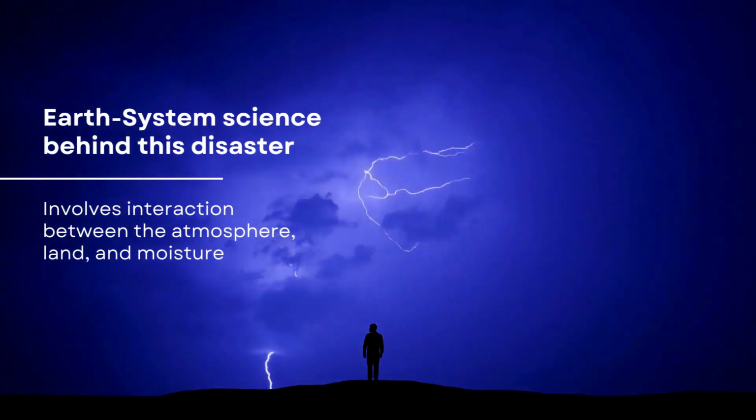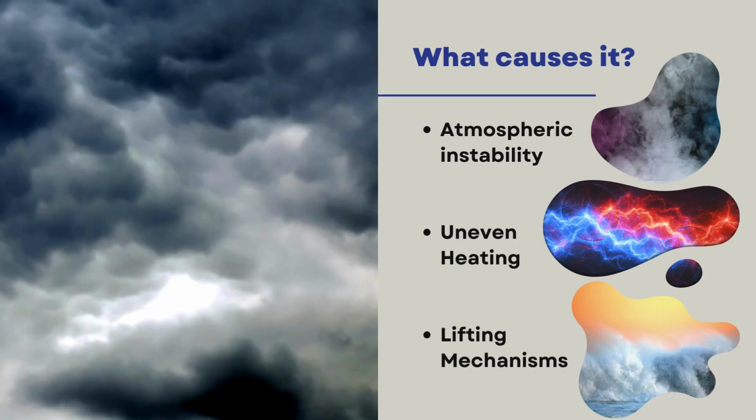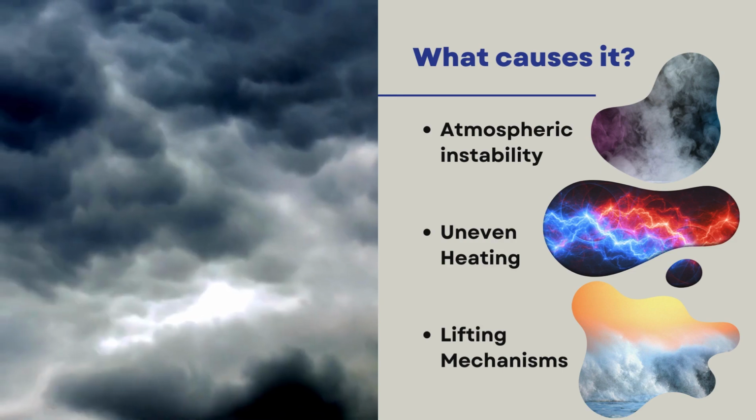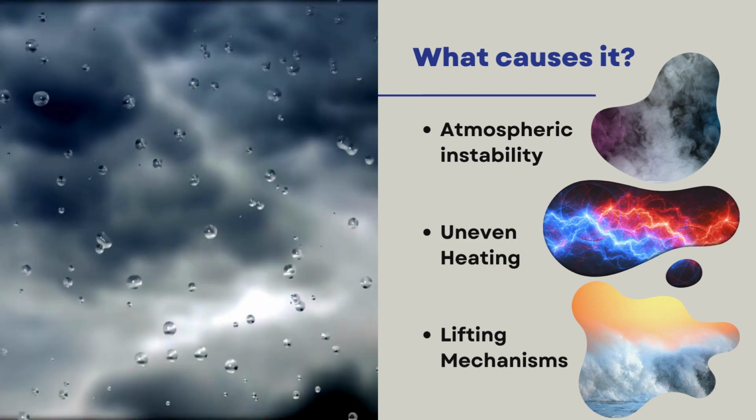The Earth system's science behind thunderstorms and hail disasters involves interaction between the atmosphere, land, and moisture. There's a subtle difference between how a thunderstorm is caused and how it's formed. Here's a breakdown. The main reason why a thunderstorm develops is atmospheric instability.